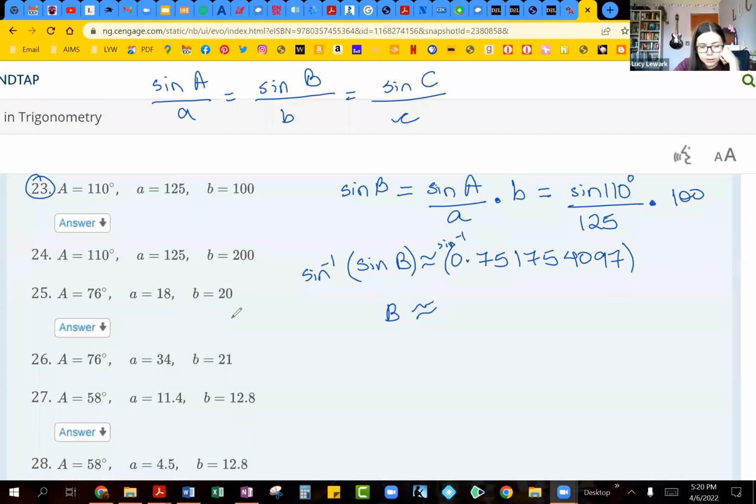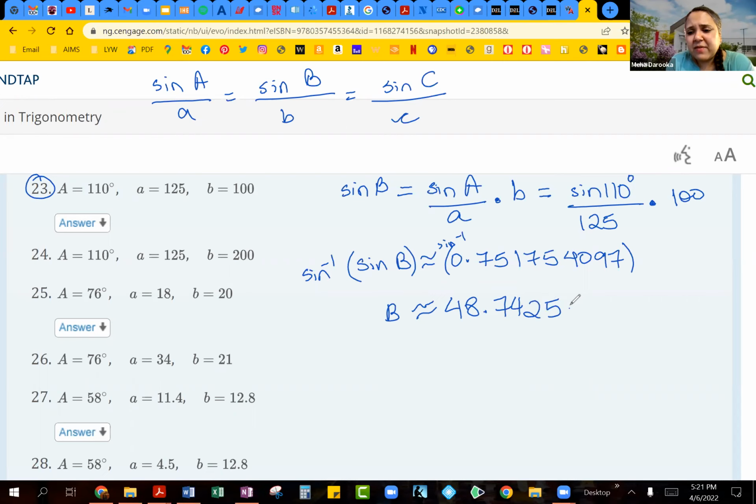48.74. Yeah, and that looks like a good answer. So 48.7425, and it keeps going, but since we're only rounding it to 2 decimal places, this will be 48.74 degrees. Alrighty, we have our angle B.